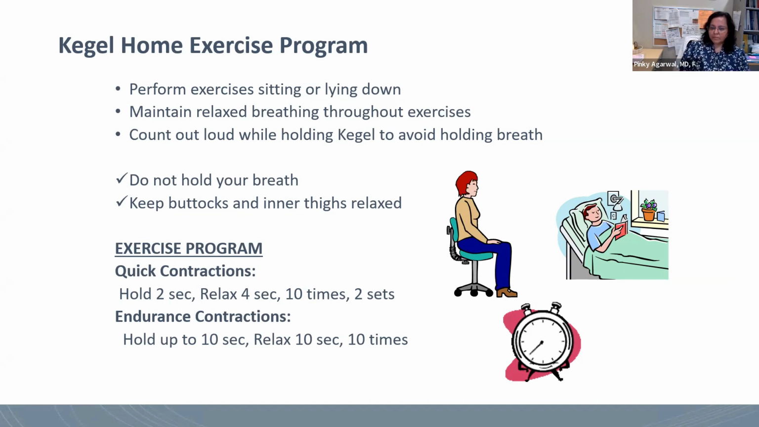For quick contractions, hold for 2 seconds, relax for 4 seconds, and repeat 10 times. Perform 2 sets of 10 contractions. For the endurance contractions, your goal is to hold up to 10 seconds, relaxing for 10 seconds, and repeating 10 times.